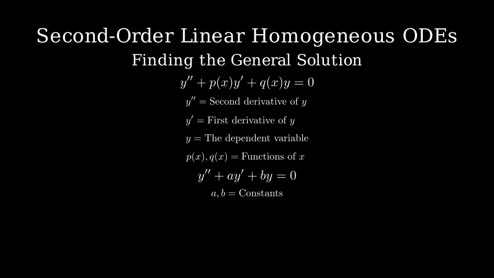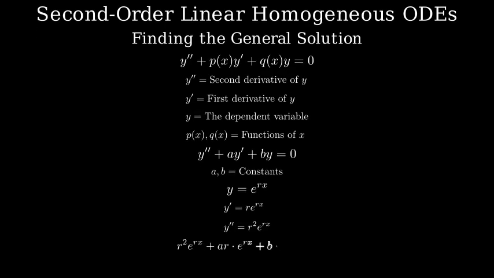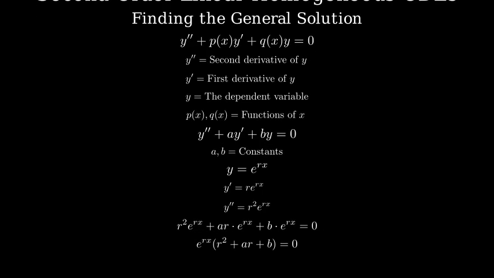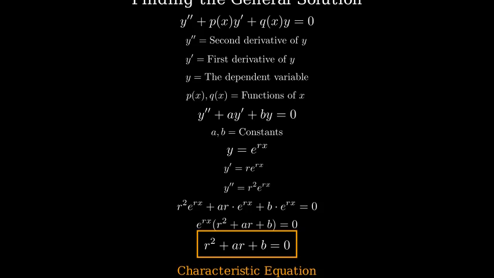To solve this equation, we'll try a special form of solution. Let's try y = e^(rx), where r is some constant we need to determine. When we substitute this into our differential equation, we get r^2 e^(rx) + a r e^(rx) + b e^(rx) = 0. Since e^(rx) is never 0, we can divide both sides by e^(rx). This gives us the characteristic equation: r^2 + ar + b = 0. Solving this quadratic equation will give us the values of r that make our trial solution work.